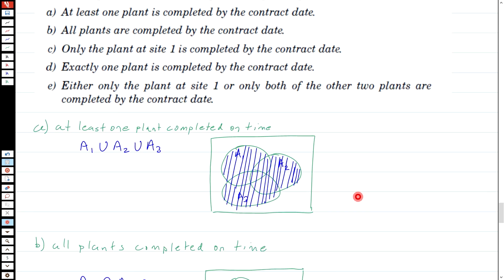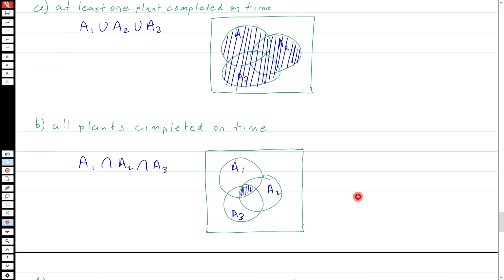Exactly one plant is completed by the contract date. So this is a little bit more difficult. It means either only A1 or only A2 or only A3. And there's an or there, so it's a union, but we've got to figure out how to do the only A1 part. Well, let's take a look at that.